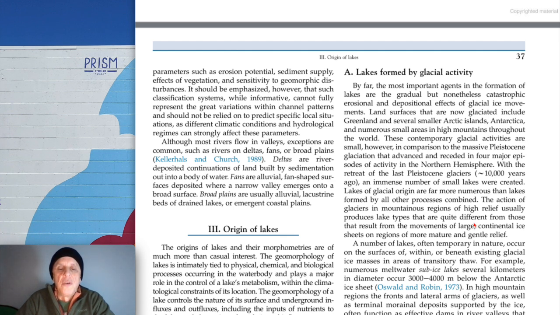Although most rivers flow in valleys, exceptions are common, such as rivers on deltas, fans, or broad plains. Deltas are river-deposited continuations of land built by sedimentation out into a body of water. Fans are alluvial fan-shaped surfaces deposited where a narrow valley emerges onto a broad surface. Broad plains are usually alluvial, lacustrine beds of drained lakes or emergent coastal plains.